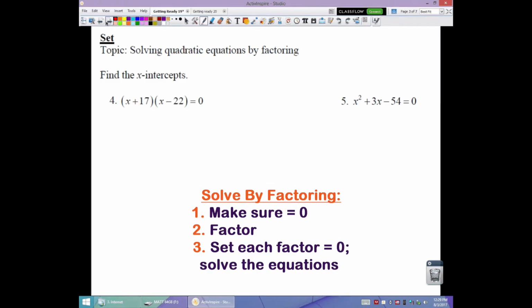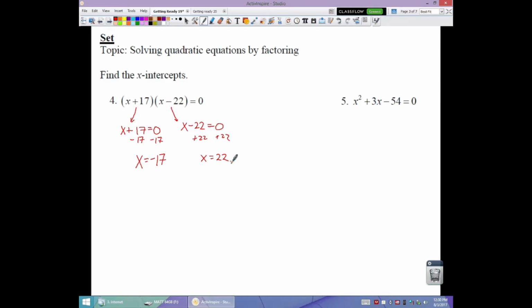What you want to look for is first that the equation is equal to 0. It is. Is it already factored? It is. So then you just ask, what will make each one of these factors equal 0? What makes x plus 17 equal 0? What makes x minus 22 equal 0? Well, solving these one-step equations, my results are negative 17 and 22.